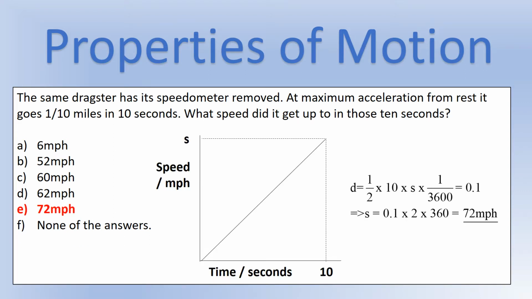Just like always, I start this by drawing a graph. Again, we're going to assume the acceleration is constant. It's going to start from 0 and end up at some speed that I've called s after 10 seconds. We know the distance traveled is 1/10 of a mile, so the distance traveled will be the area under this graph. Because the speed is in miles per hour, I've again put the conversion factor 1 over 3,600 in there. We could have divided the 10 by 3,600, it doesn't matter where we put it. Half times 10 times the speed times the conversion factor should equal 0.1 miles, which we can rearrange to calculate s, and it turns out to be 72 miles per hour.